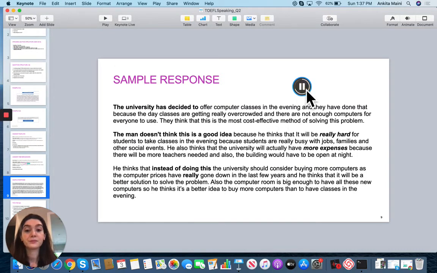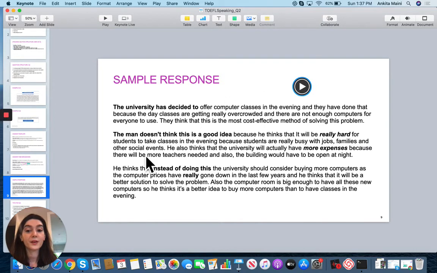More computers, as the computer prices have really gone down in the last few years, and he thinks that it will be a better solution to solve the problem. Also, the computer room is big enough to have all these new computers, so he thinks it's a better idea to buy more computers than to have classes in the evening.